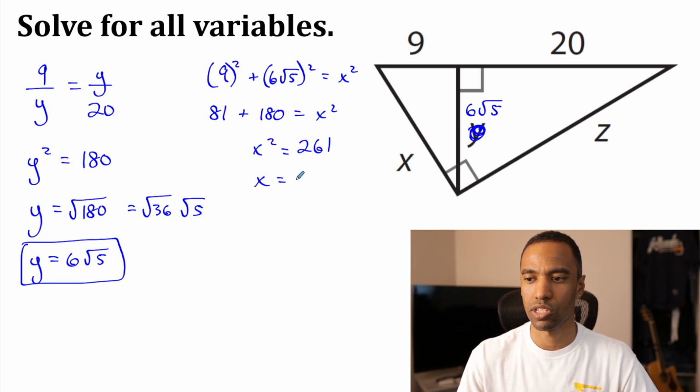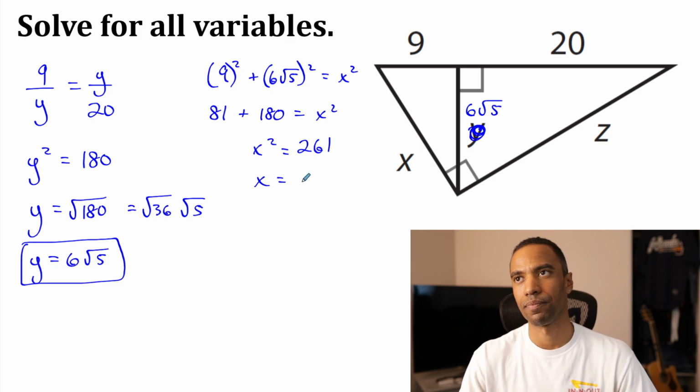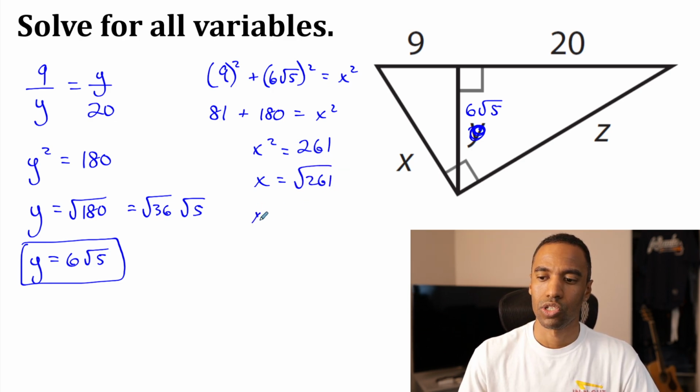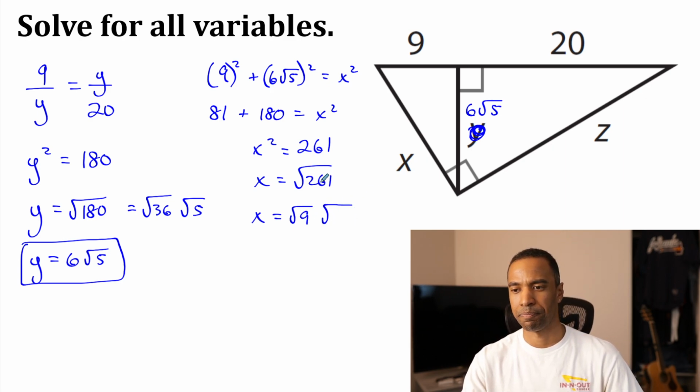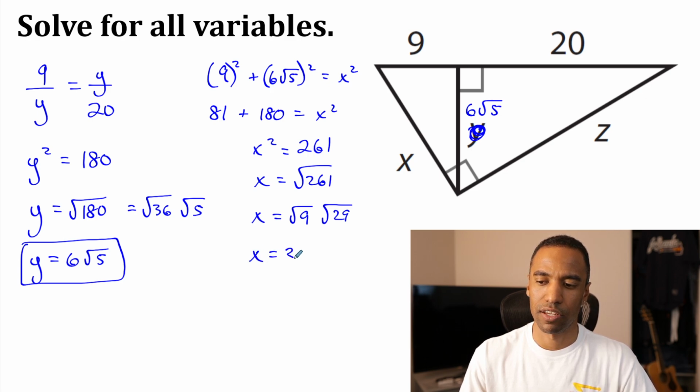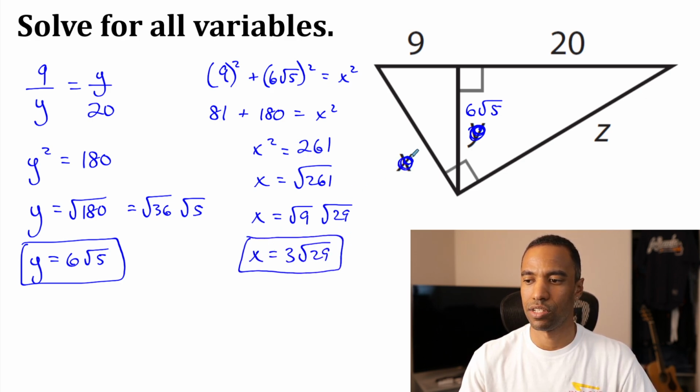261. I wouldn't be surprised. Oh, no, that's not a... No, you can divide that by 9. Square root of 261. So that is 9. I don't know if that's the largest number, but 9 and 29. Yeah, it is. So that's going to give us 3 root 29 like that. So it's 3 root 29.